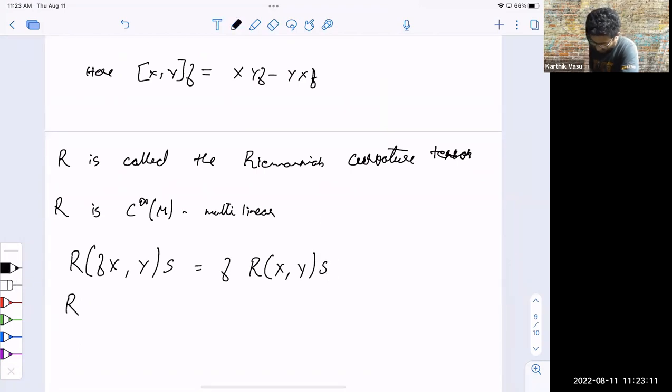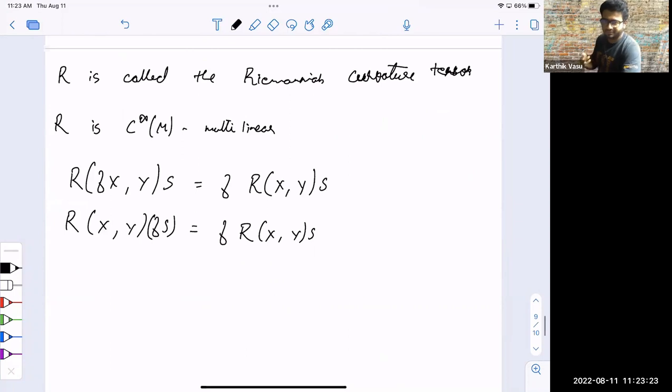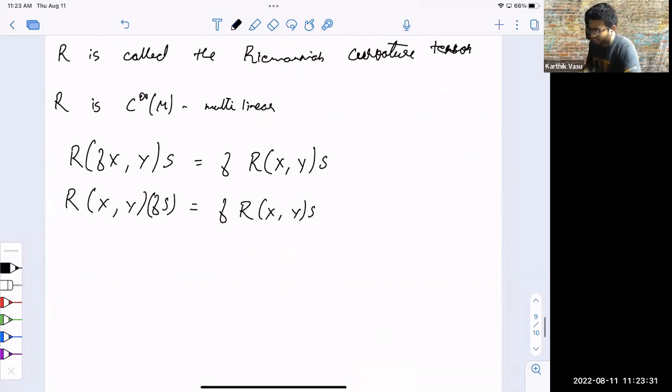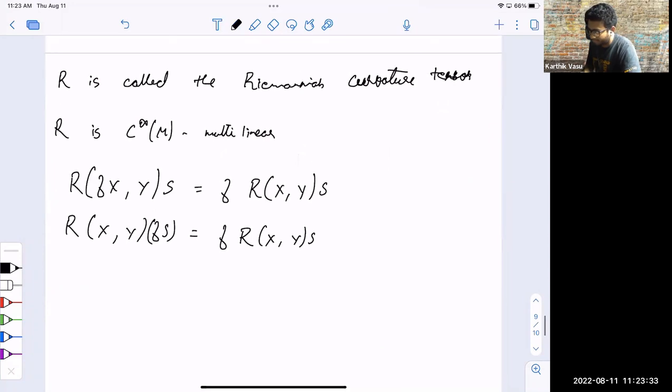Okay, you can also put it over here. And basically by some properties of how I've defined it, things will cancel out and this will again be F times X, Y, and S. Okay, so that's what it means to be C infinity multilinear. Obviously it's linear, as in if you add two things, it will split up as you want. Okay, so that is there.